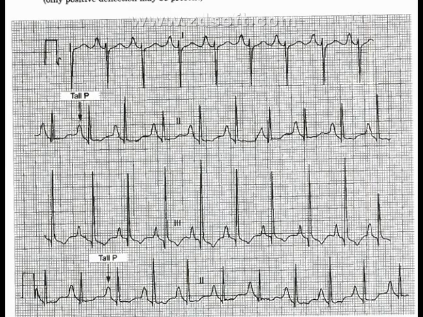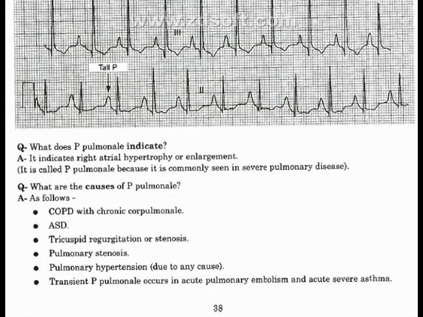Here is the ECG of a right atrial hypertrophy. Here we are seeing that in lead 2 the P is tall. The height of P is more than 2.5 small squares. Now, what does P pulmonale indicate? It indicates right atrial hypertrophy or enlargement. It is called P pulmonale because it is commonly seen in severe pulmonary disease.